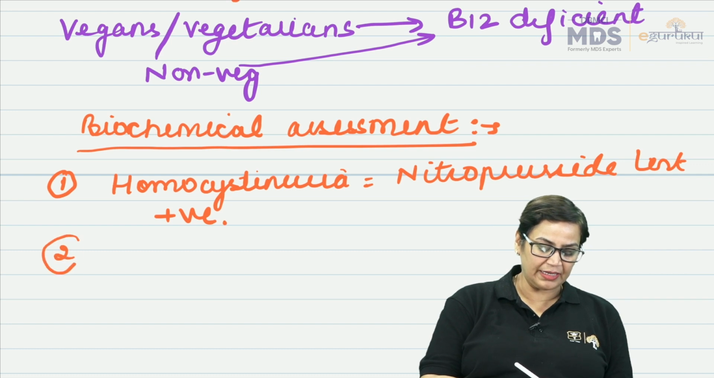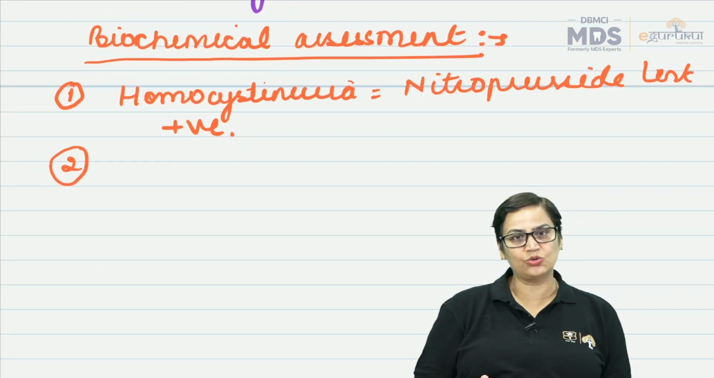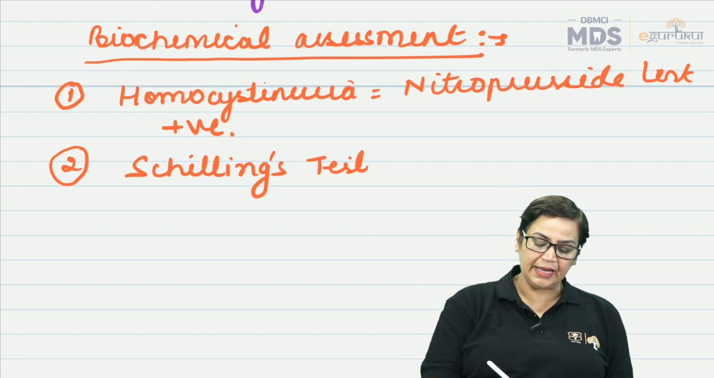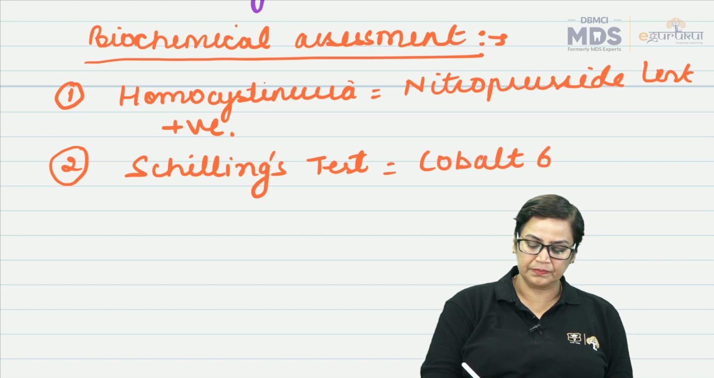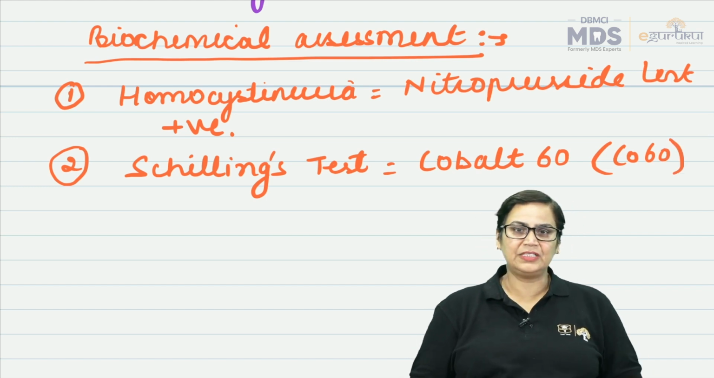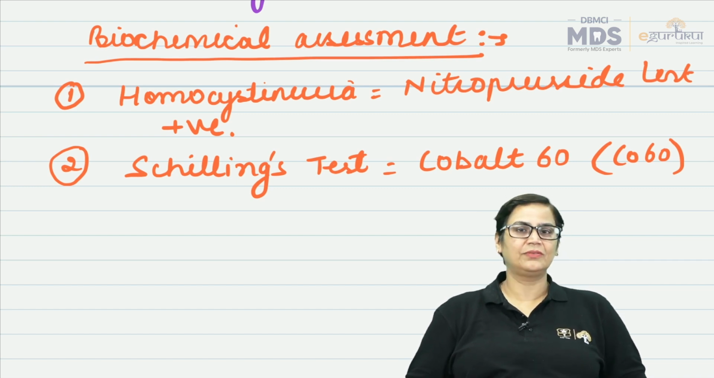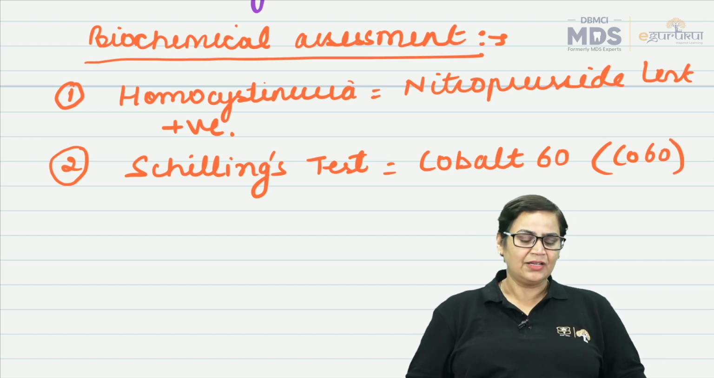And second important test is the use of radioisotopes in this, and it is Schilling's test. In Schilling's test, we use cobalt 60, Co60. Again, we label it and we see whether it is absorbed or whether it is excreted in urine, depending upon the function of homocysteine. Right? So these two are the very, very important tests to check the presence of the level of cobalamin in the body.